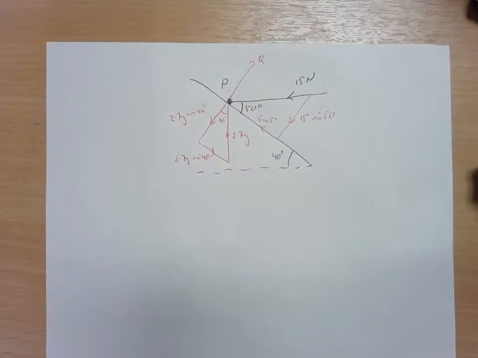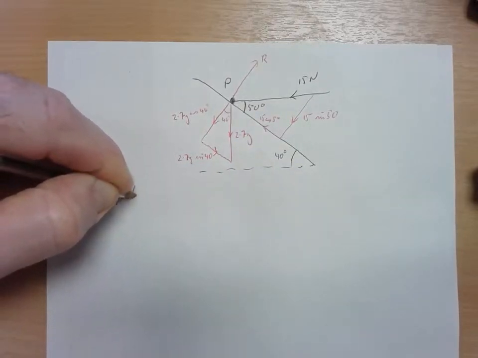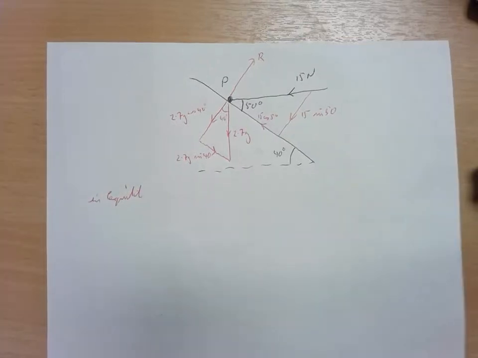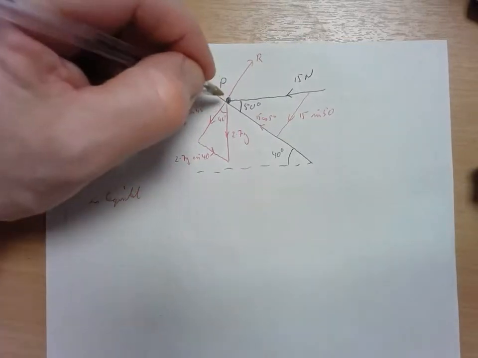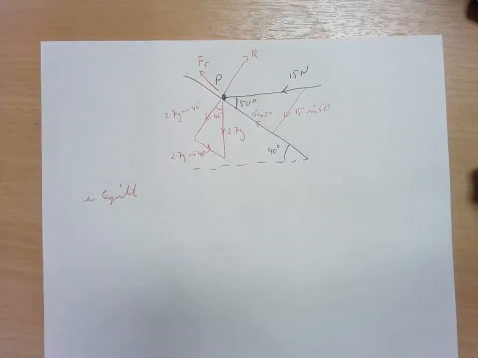Anything else on there I need to put in? The other thing the question tells you is it is in equilibrium, but it's on the point of sliding down the plane, and so friction is going to be acting up the plane. Right, I think that's everything we need at the moment.